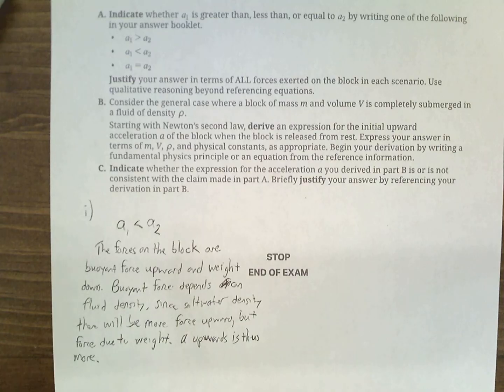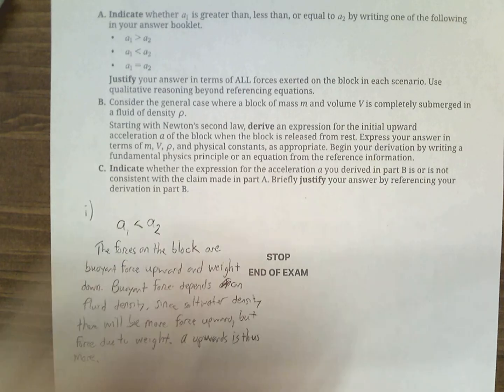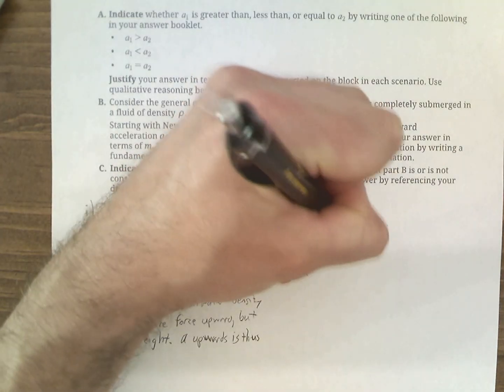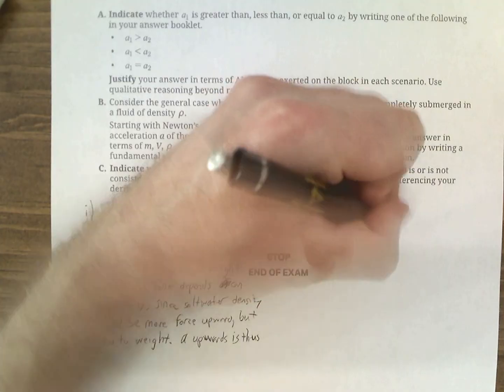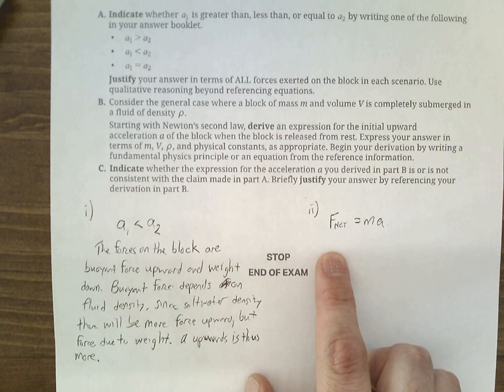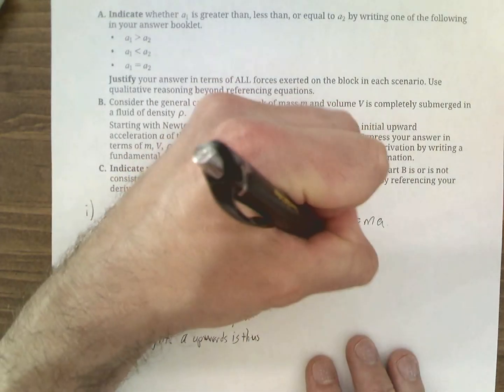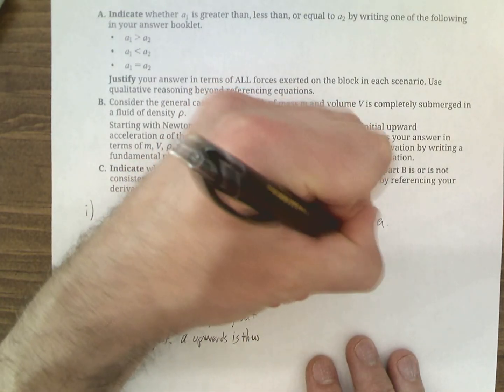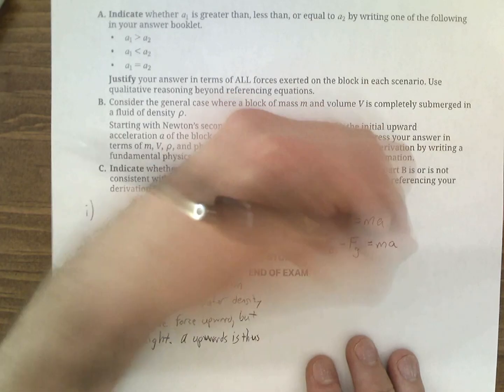In part 2, they actually want us to derive an equation for the initial upward acceleration of the block when it's released from rest. Our answer can be in terms of the mass, the volume, and rho, as well as physical constants. So we're going to start referencing Newton's second law, which is F net equals ma. The net force is going to be that buoyant force upwards minus the weight of the block downwards.